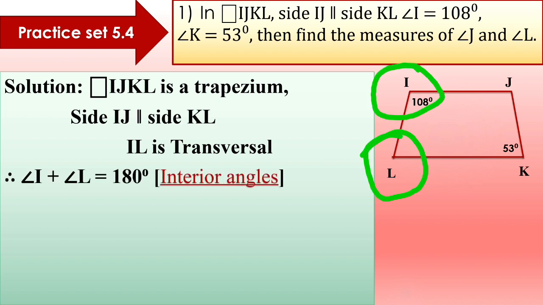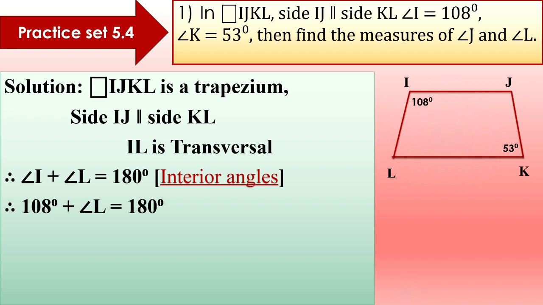So angle I plus angle L equal to 180 degree. They form interior angles and interior angles are supplementary. Substitute the value of angle I, 108 degree, plus angle L equal to 180 degree. Now students, 108 degree will shift to the right side and become minus. Therefore, angle L equal to 180 degree minus 108 degree. So, what do we get students after subtracting? We get the measure of angle L is 72 degree.